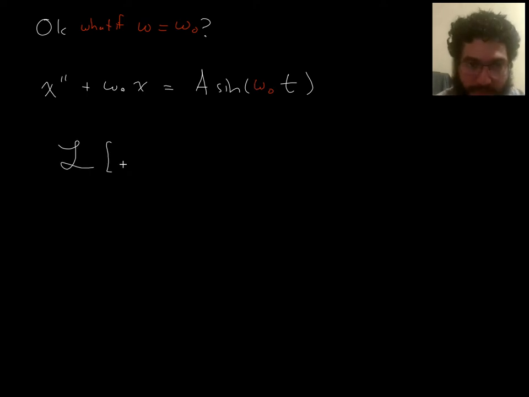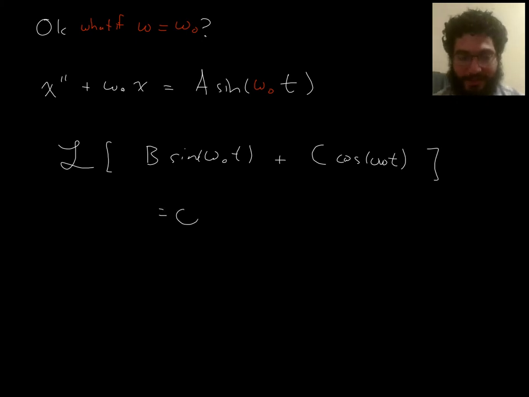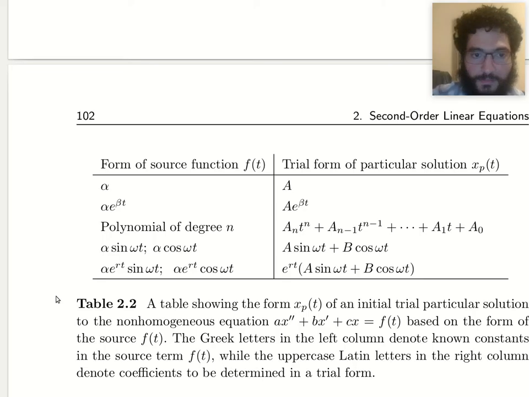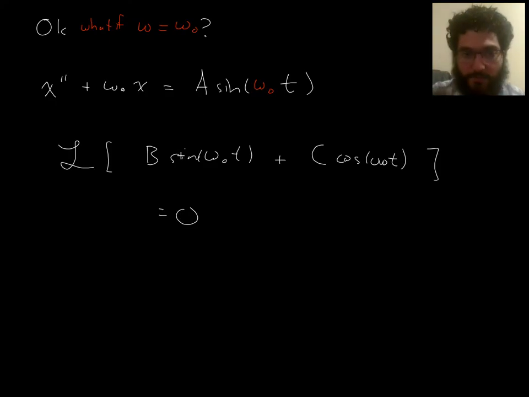Now my usual guess, so what would my usual guess be? B sine omega naught t plus C cosine omega naught t. This is not going to work because this is just going to be 0, right? L, the left-hand side operator, is just going to kill my guess. If I do what's suggested in this table here, where my choice of omega is omega naught, and I make a guess like this, L just kills it. So I can never find B and C that makes A sine omega naught t come out here. I'll always get 0 out here. So you see, this is the exact situation where we need the caveat.